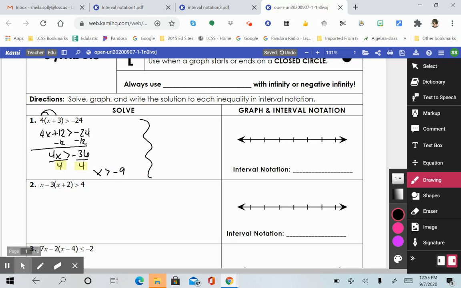Now for those of you who want to shortcut and not do the distributive property, you could do it like this. Divide both sides by 4. When you do, these cancel. You get x plus 3 is greater than -6. Subtract 3 from both sides, and you get x greater than -9. Regardless of which way we solved it, we still got x is greater than -9.